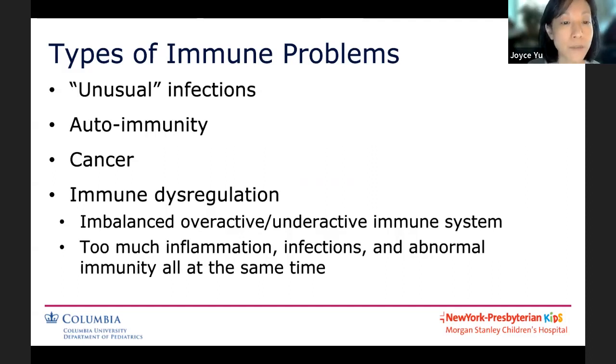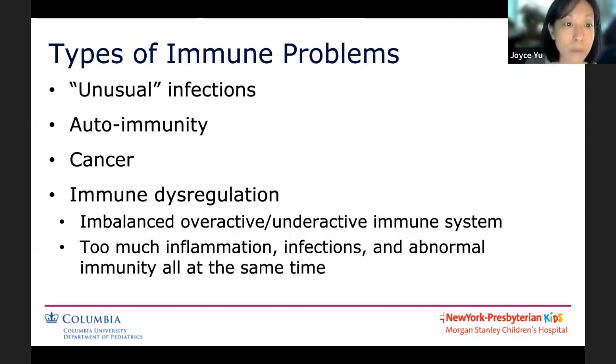Or someone who has evidence of immune dysregulation. So it seems like your immune system is imbalanced: it's overactive, it's underactive, there's too much inflammation in certain areas, maybe too many infections, and all these abnormal immune issues at the same time. So those would be immune problems that you could present to your doctor with that might signal that you may have an underlying immune deficiency.